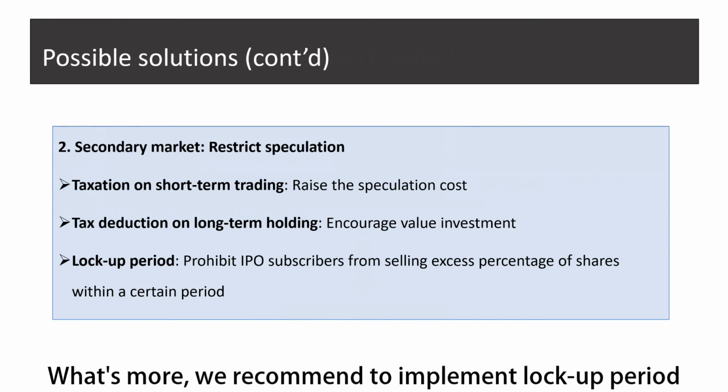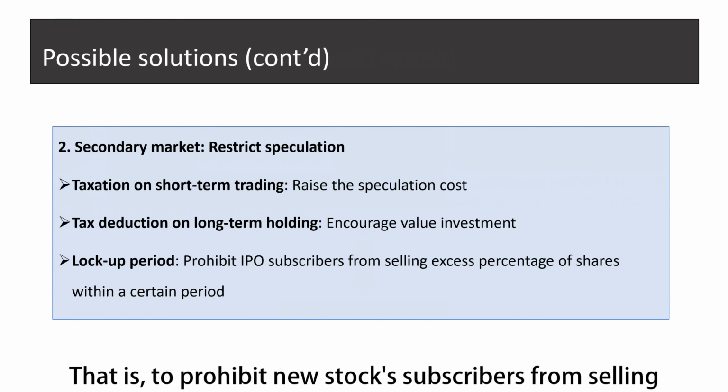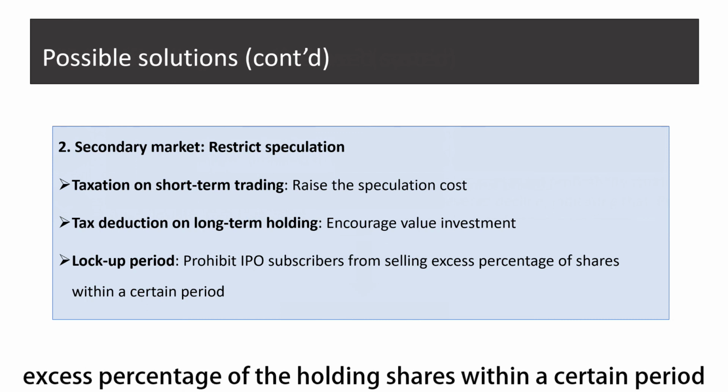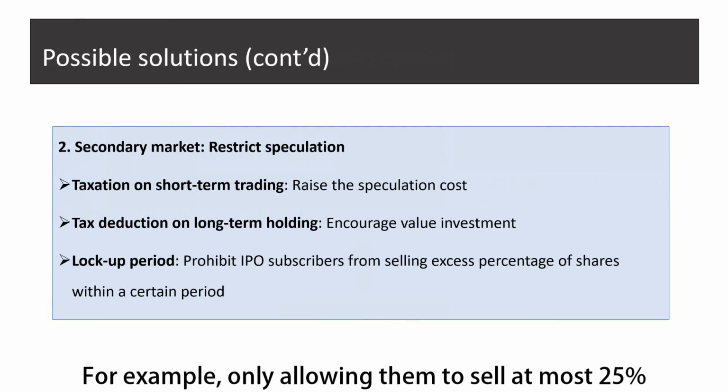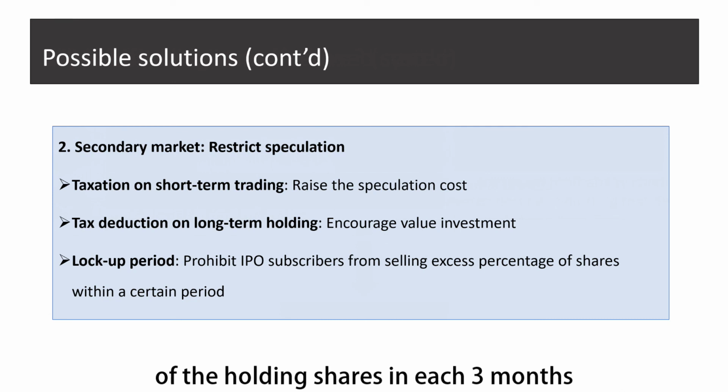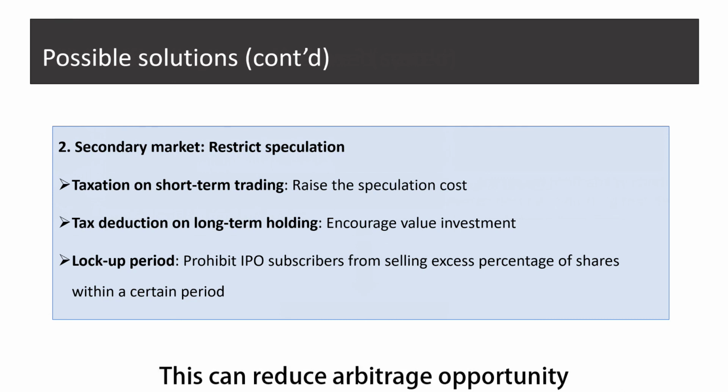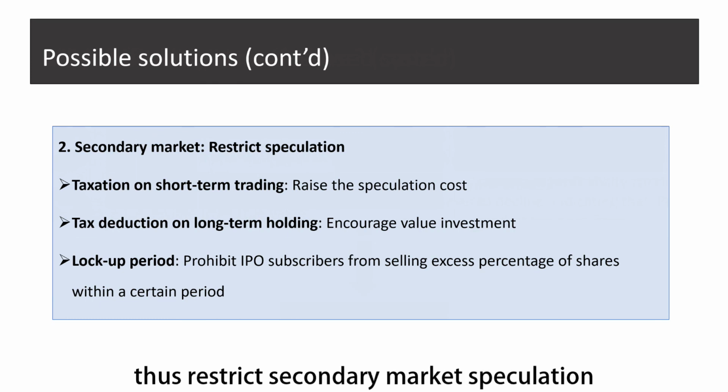What's more, we recommend implementing a lock-up period, that is, to prohibit new stock subscribers from selling an excess percentage of their holding shares within a certain period. For example, only allowing them to sell at most 25% of the holding shares in each 3 months. This can reduce arbitrage opportunities, thus restricting secondary market speculation.